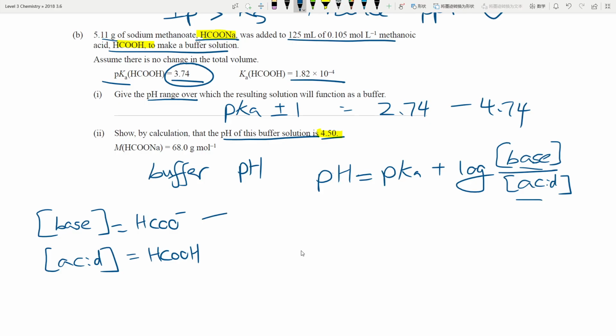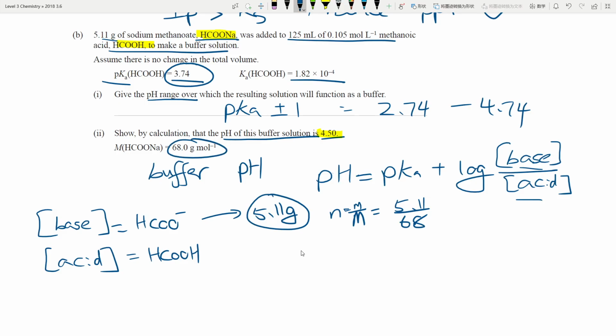HCOONa, what do I know? I know there's 5.11 grams. If I know grams, I can figure out the mole, can't I? So how do I convert this to moles? n equals small m divided by big M. So this is going to be 5.11 divided by 68 grams per mole, which is given right here. Remember, every number that we give you in chemistry, you need to use. Okay, and this will be 0.0751 mole.